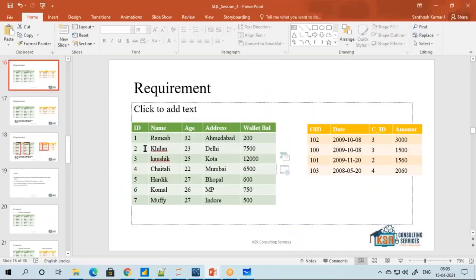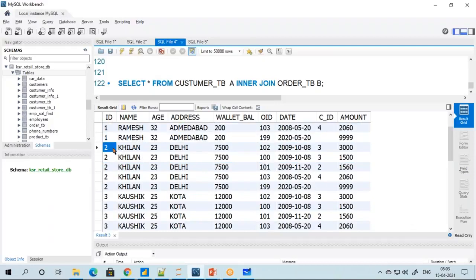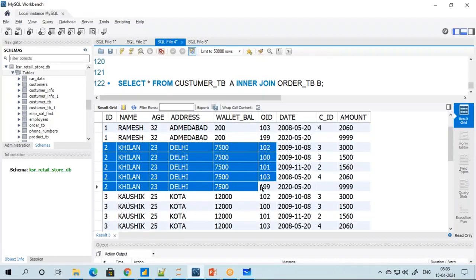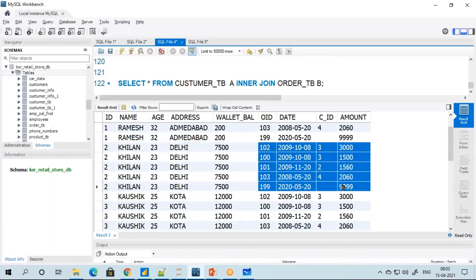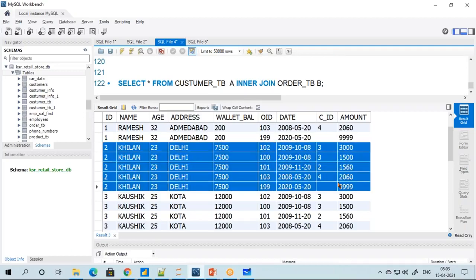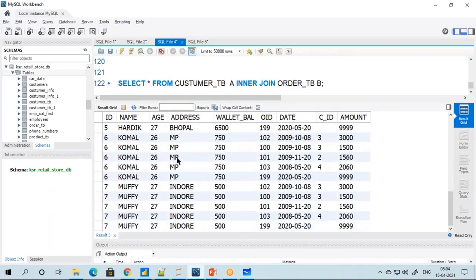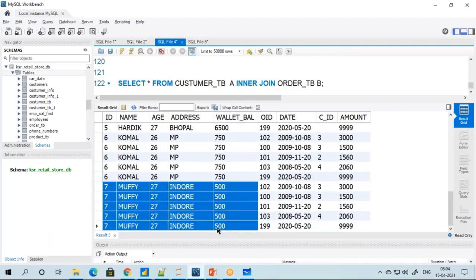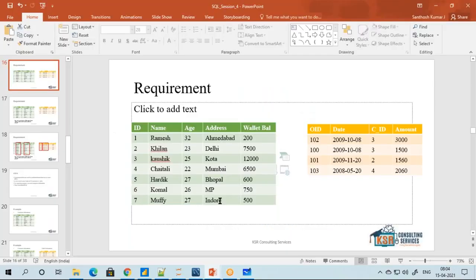Come to the second one, Kilan, 2, Kilan, 23, Delhi, 7500. It is going to join with all the records present in the order table. Basically, it is happening because the system doesn't know what the common column is, what join I have to apply. For everything, it's happening. Even the last record, Murphy's record, has been joined.